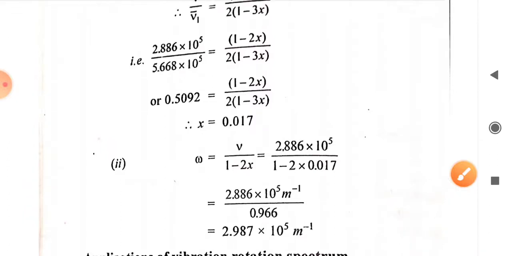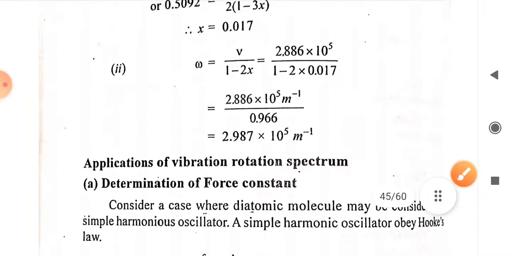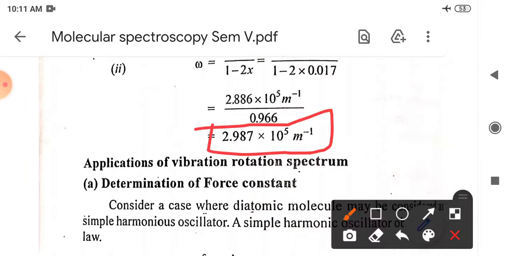Now next is to find the absorption frequency. The absorption frequency, or the vibrational frequency, will be the same for resonance. So if we obtain the value of omega bar, we can say that it is the absorption frequency. You can use any of the values, either the fundamental or the first overtone. We will use the fundamental mode frequency, so omega bar equals nu bar upon 1 minus 2x. The value of x is already known to us, so omega bar equals 2.987 into 10 raised to 5 meter inverse.